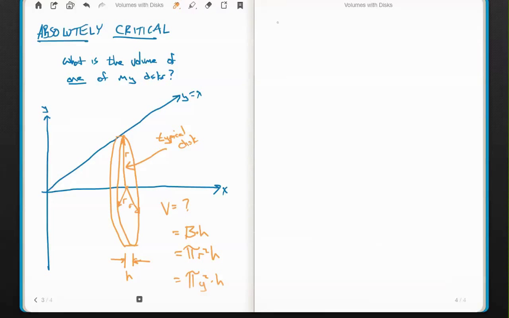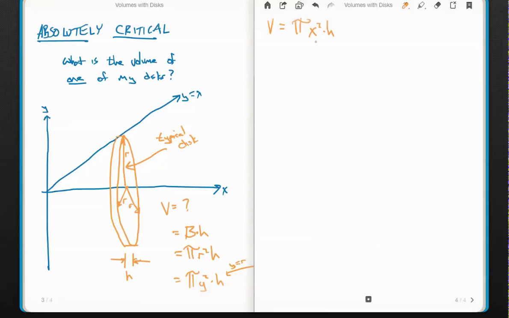But I know that the volume of this is, I know that y equals x. Well, I'm going to make a little note down here because I can't really draw across there well. Because y equals r. I also know that I can rewrite this as pi times x squared times h. Why can I do that? Because my function says y equals x.